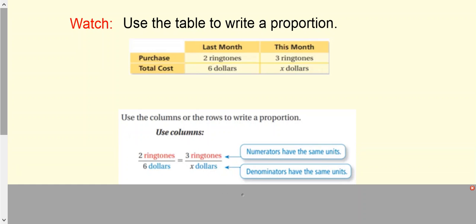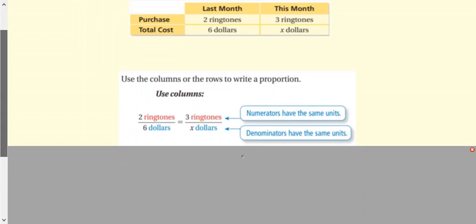We can use columns. In this situation, we take the 2 ringtones from here, and that'll be the numerator, and then $6 will be the denominator. If you look at the table, it really just creates fractions for us, and we just have to pull that information out to write a proportion. So if we use the columns, we get 2 ringtones, and we know that costs us $6. And this month we bought 3 ringtones, and we're not sure of the cost.